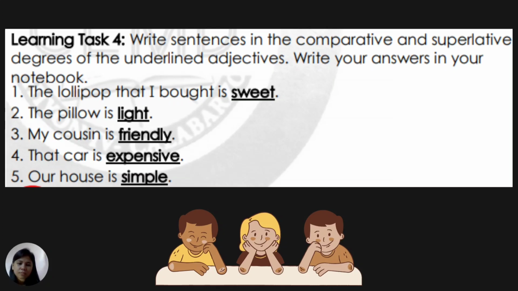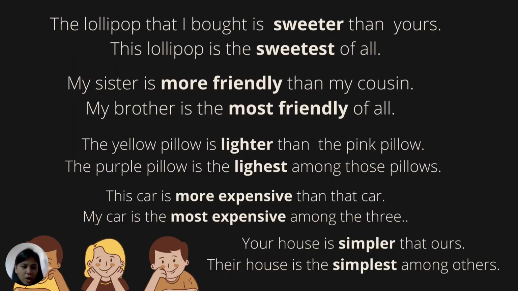And these are the correct answers. The lollipop that I bought is sweeter than yours. This lollipop is the sweetest of all. My sister is more friendly than my cousin. My brother is the most friendly of all. The yellow pillow is lighter than the pink pillow. The purple pillow is the lightest among those pillows.